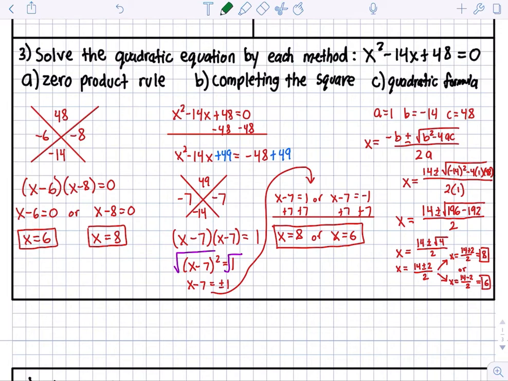You guys solve, so you would add 6 to both sides to get x is equal to 6, and you would add 8 to both sides to get x is equal to 8. So that's zero product rule. Now for completing the square.